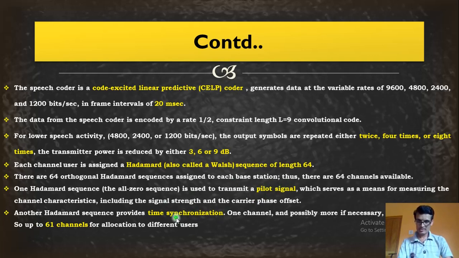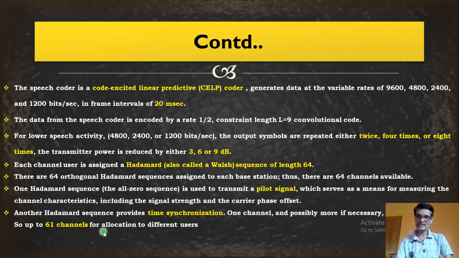Time synchronization. Every time we have to synchronize the channels, so this is done by using this particular channel. We use one more channel for paging purposes. So one for pilot channel, one for paging, one for time synchronization out of 64. So we can say that the remaining 61 channels are used for allocating to different users.